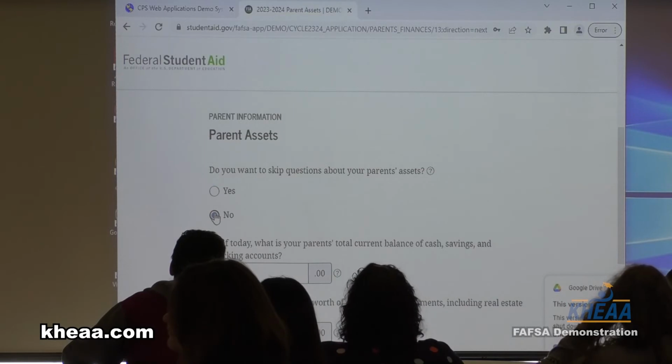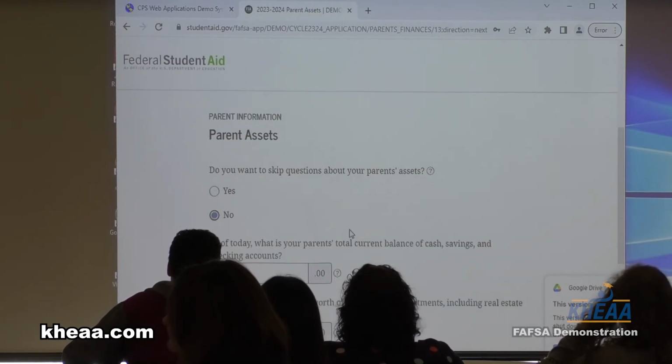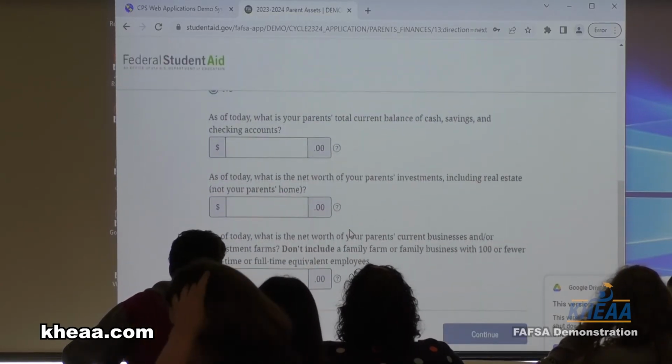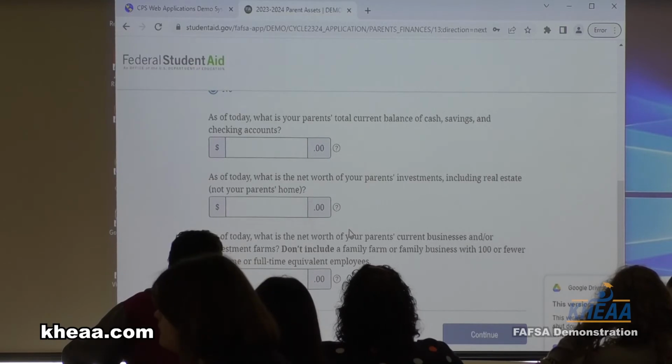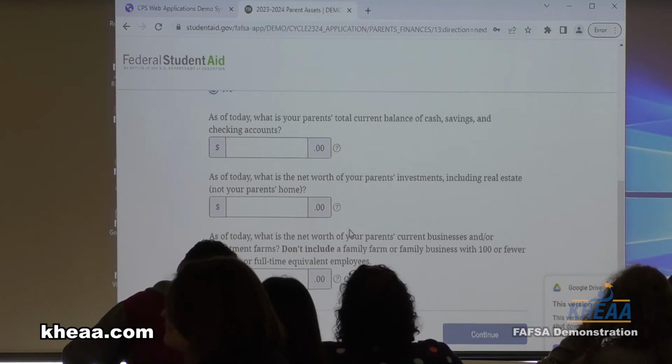We'll say no right now. I'm not going to type anything in, then we'll press yes. That's just because if you scroll down, it is going to ask for certain things like, as of today, what is your parents' current balance of cash and savings in their checking account? For instance, it can be a sum. It doesn't have to be the exact number, an estimate, okay? So don't put whatever in 3 cents. It won't even take cents, so just do a round number.